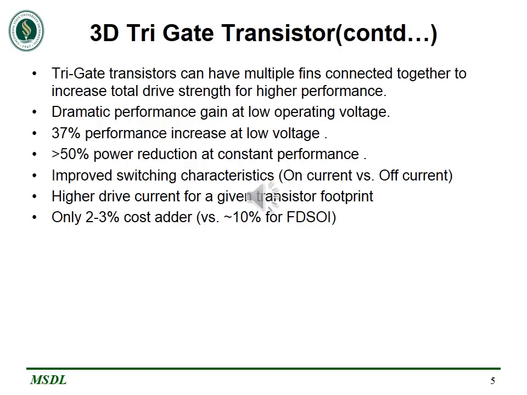Here are the advantages of using 3D tri-gate transistors in RealSense technology. Tri-gate transistors can have multiple fins connected together to increase total drive strength for higher performance. It gives a dramatic performance gain at low operating voltage: a 37% performance increase at low voltage, and greater than 50% power reduction at constant performance. It also has improved switching characteristics, high drive current for a given transistor footprint, and only 2 to 3% additional cost.